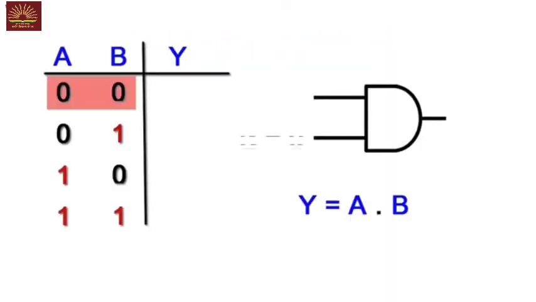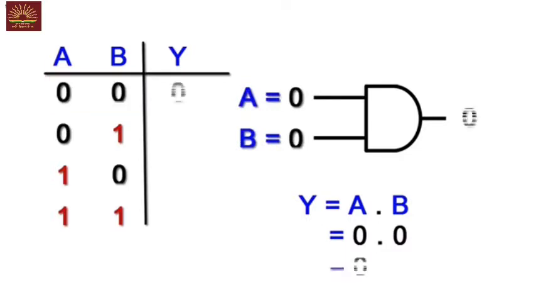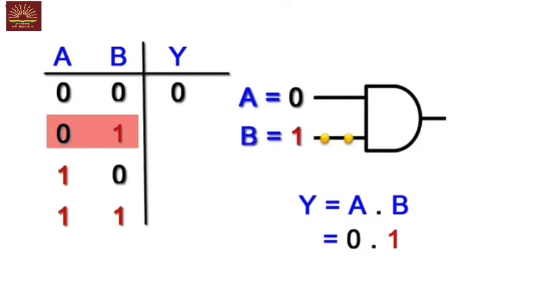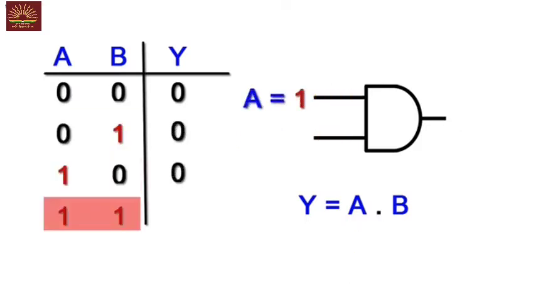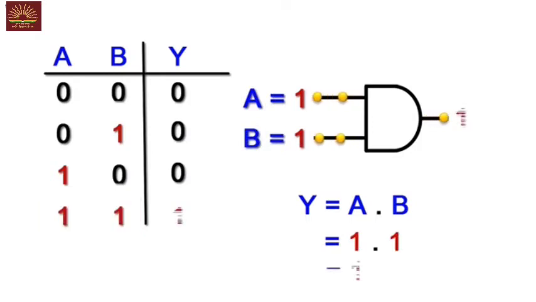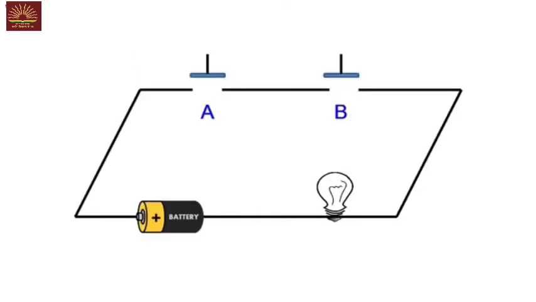Let's construct the truth table. When both the inputs A and B are low, the output Y is low. The output of an AND gate is low when either of the inputs is low. Both the inputs A and B need to be at logic 1 for the output to be 1. You can imagine it as two switches in series. When the circuit is complete, the bulb will glow. When both the switches are at logic 1, the path is complete and current flows.